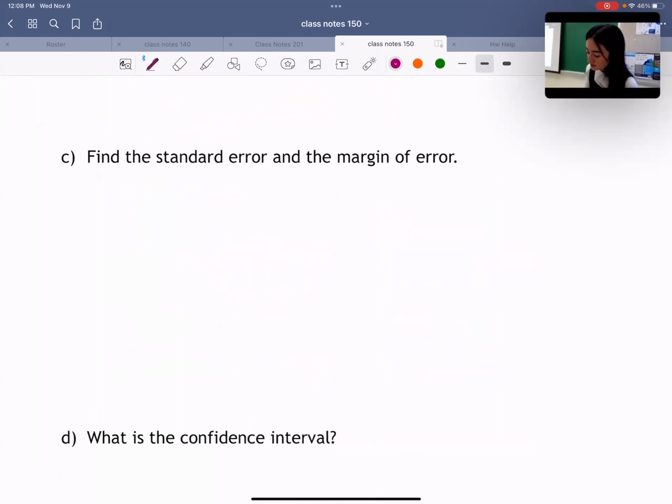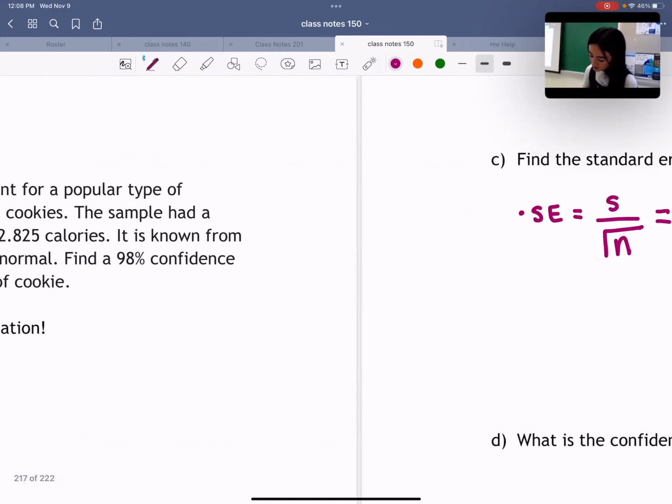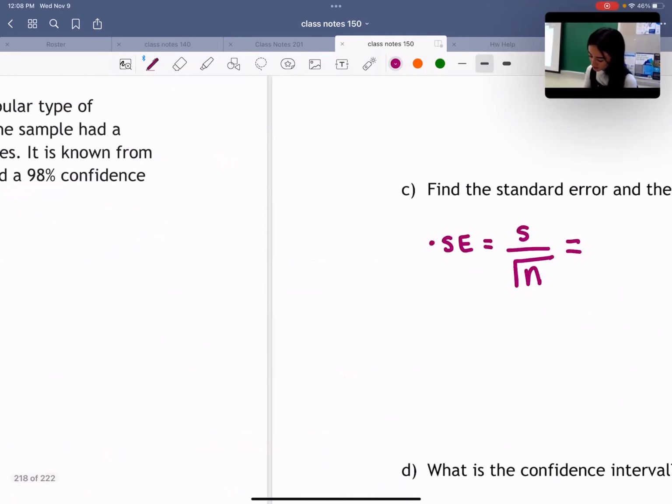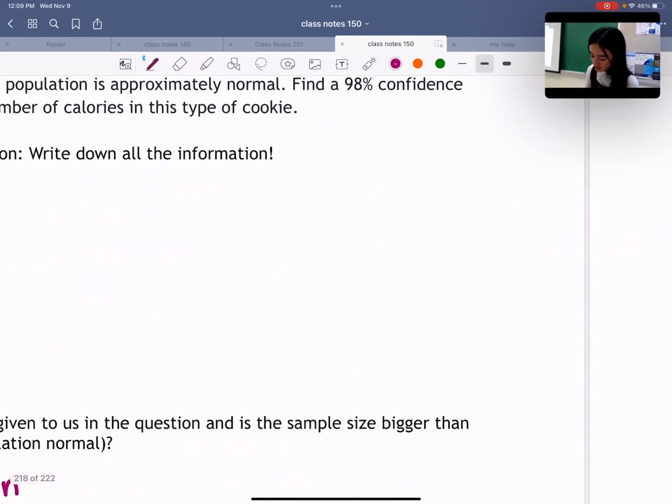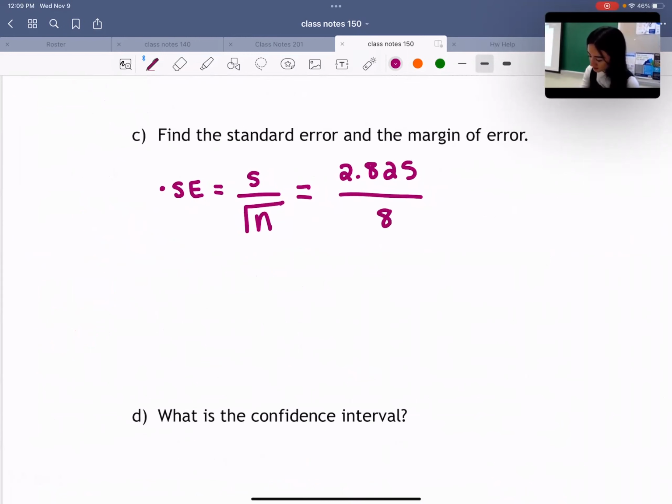All right, part C, we need to find the standard error. Does anyone remember the formula for standard error? Claire? S over square root of n. Perfect. So it's literally the formula we had from last week, but instead of the population standard deviation, we're using the sample standard deviation because that's all we have. So S here, if we take a peek at our list of things, is 2.825. Looking back at my notes, n is 8. So I can put 8 here.